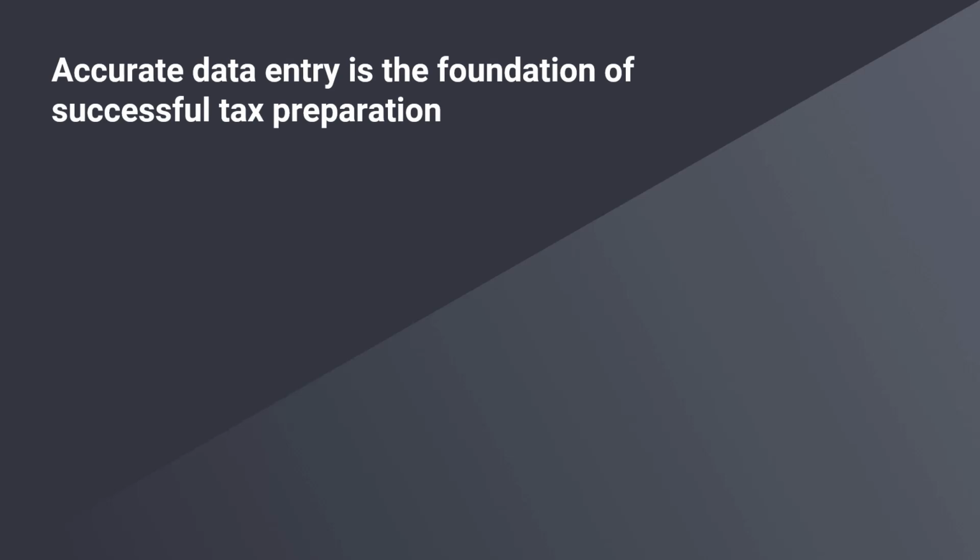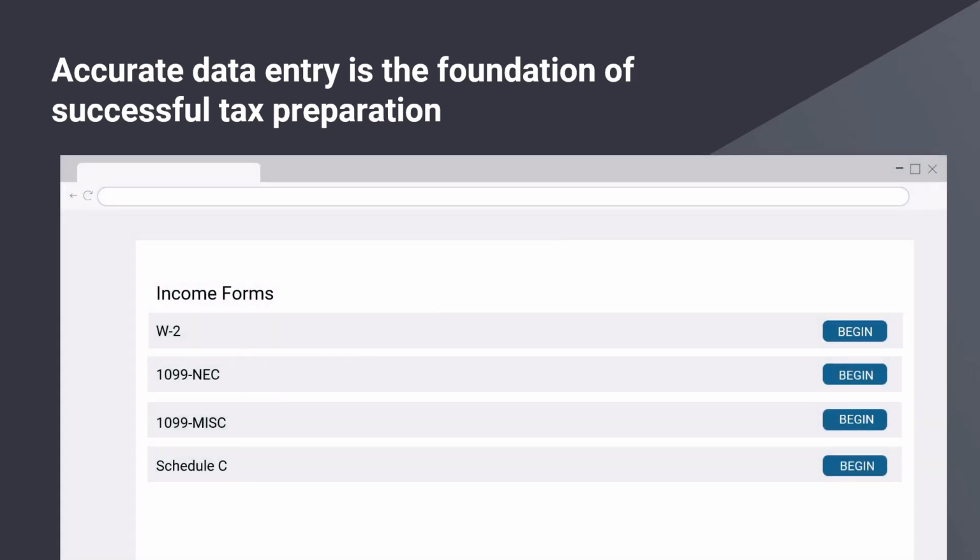Accurate data entry is the foundation of successful tax preparation, and when it comes to tax forms, even small mistakes can lead to big issues. In this video, we'll guide you through the proper entry and handling of W-2, 1099 NEC, 1099 MISC, and Schedule C within ProWeb. Whether you're working with employees, independent contractors, or self-employed clients, this step-by-step walkthrough will help you efficiently navigate the software and these forms.